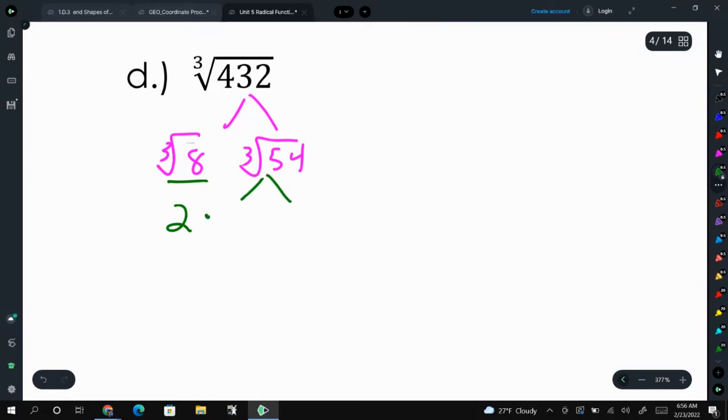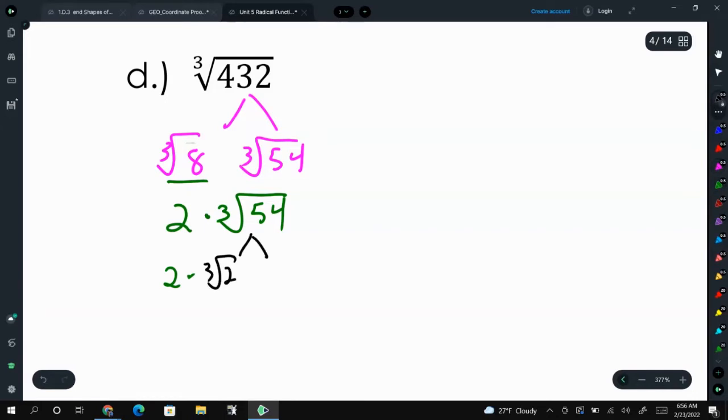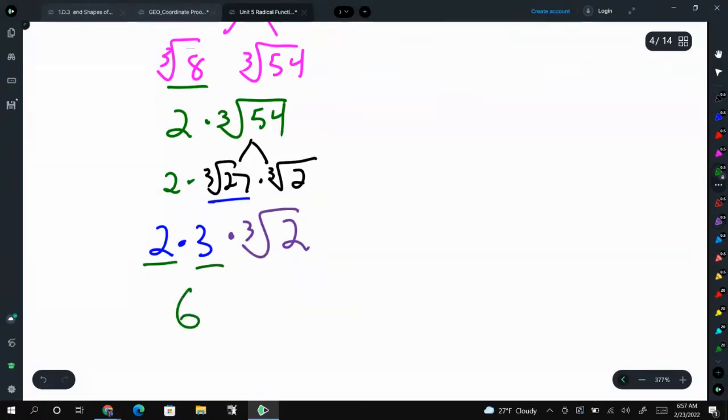Now, can we break up the cube root of 54? Let me write that out. Let's see, 54 divided by 8. Nope, can't do that. 54 divided by the next biggest perfect cube, which is 27, we can do that. The cube root of 27 times the cube root of 2. The cube root of 27 is 3, times the cube root of 2. And then we can multiply 2 times 3 and get 6. So our answer is 6 times the cube root of 2.